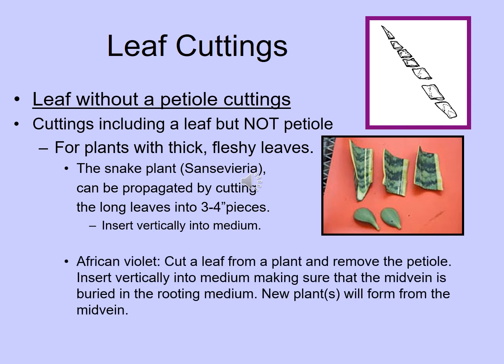And cuttings from leaves without petioles. The examples shown in the images are Sansevieria, and that is also called snake plant. It's propagated from just taking sections of the leaves, cutting sections of them and sticking them vertically in media, and they will grow.